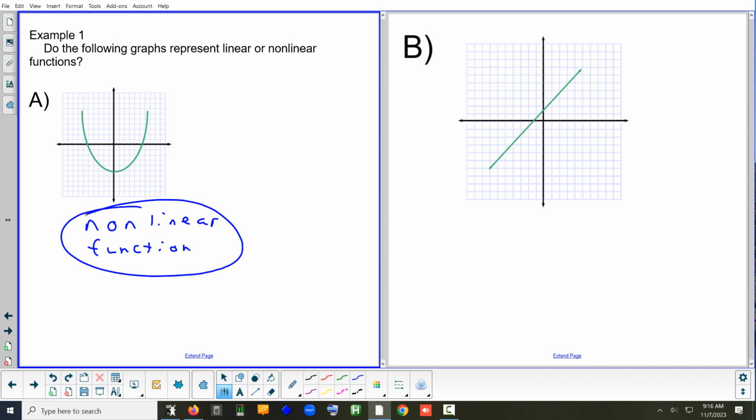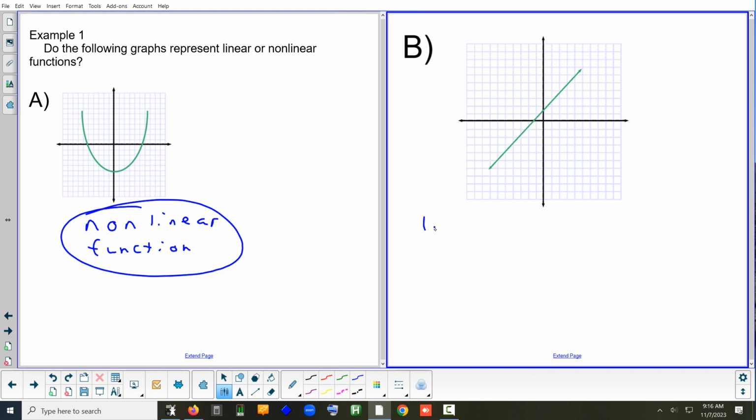Is that a linear or non-linear function? Yeah, that's a linear function. Is it linear because it passes the vertical line test? No, that's not why it's linear. It's linear because the slope never changes. Okay? It's a function because it passes the vertical line test. Any questions on that one?